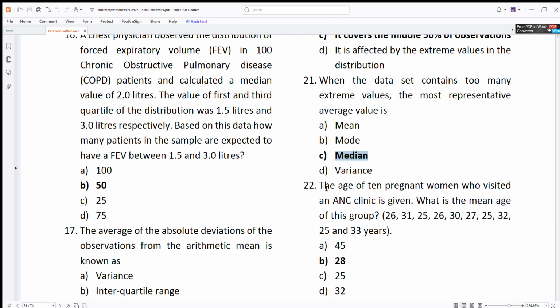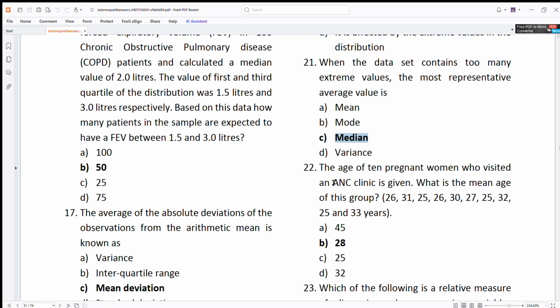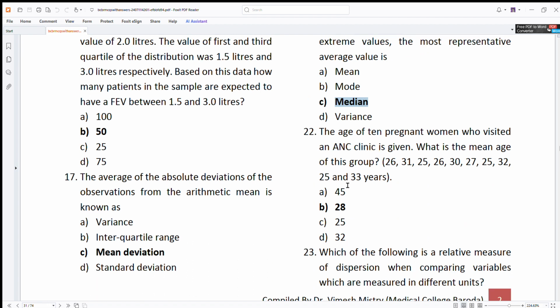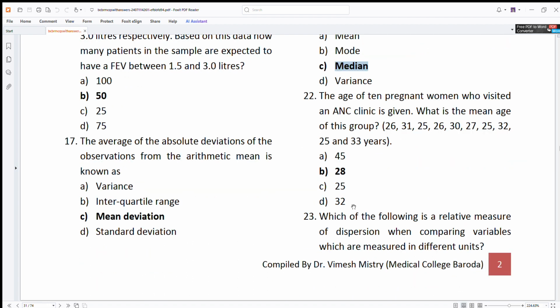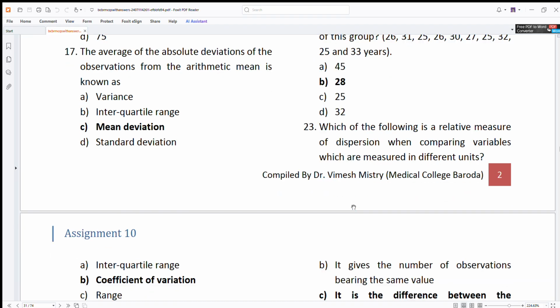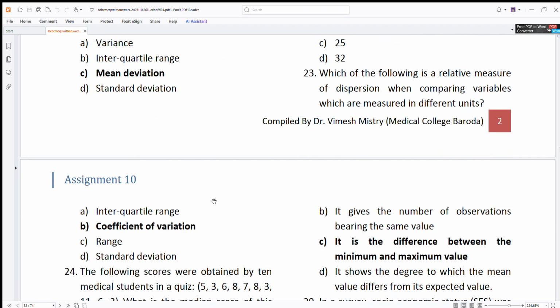The ages of 10 pregnant women who visited, what is the mean age? 28. Just add and then divide. Which of the following is a relative measure of dispersion when comparing variables which are measured in different units? Coefficient of variation. Mind you, different units. If different units, then you use coefficient of variation.